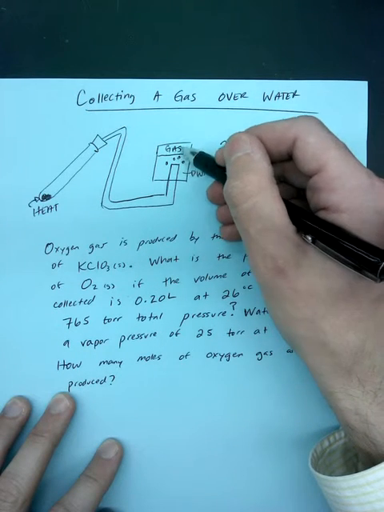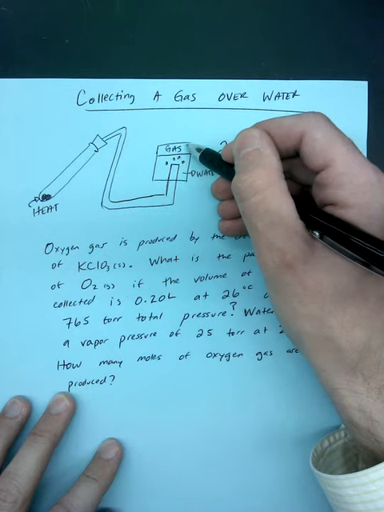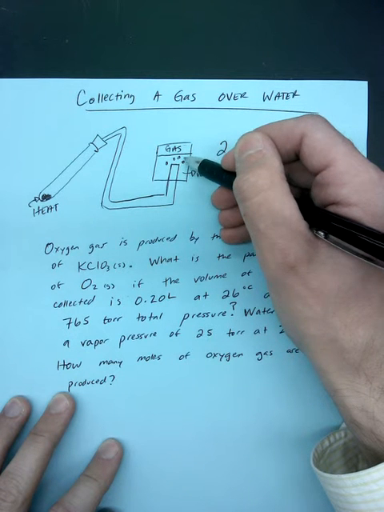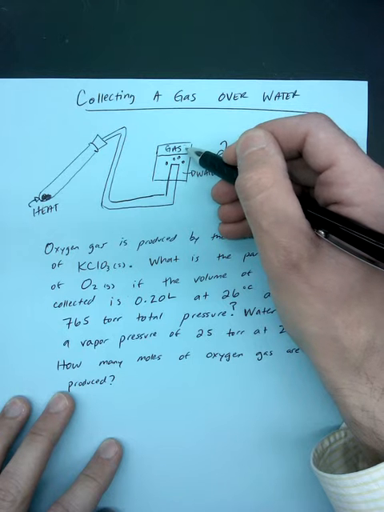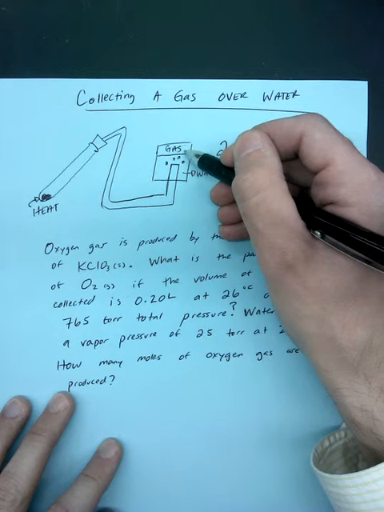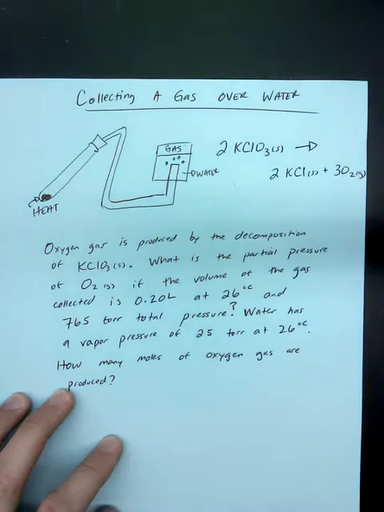When it does this, it doesn't just bubble up and it's all O2 up here. You actually get some water vapor that's carried up into this collection area. So your sample, although you think it's all oxygen, there's going to be some water vapor molecules in there. And we have to account for that in this problem. So that's what I'm going to really show you.